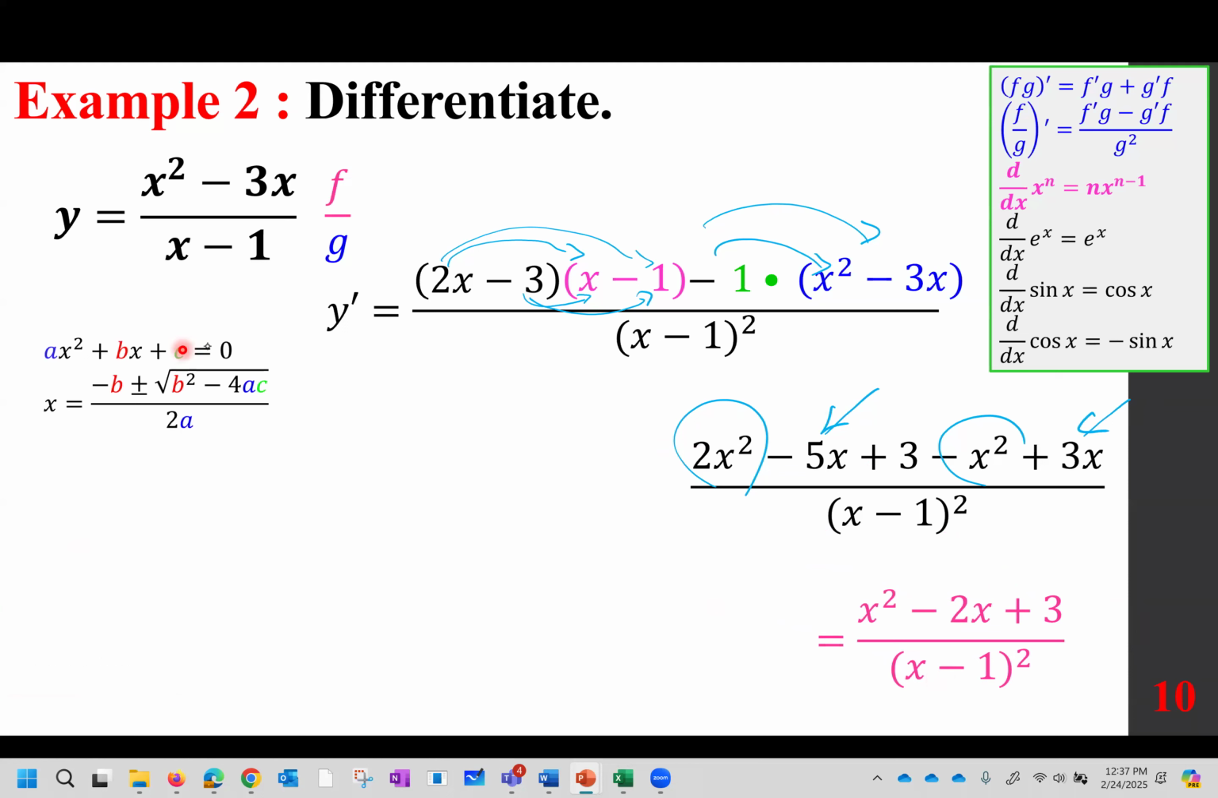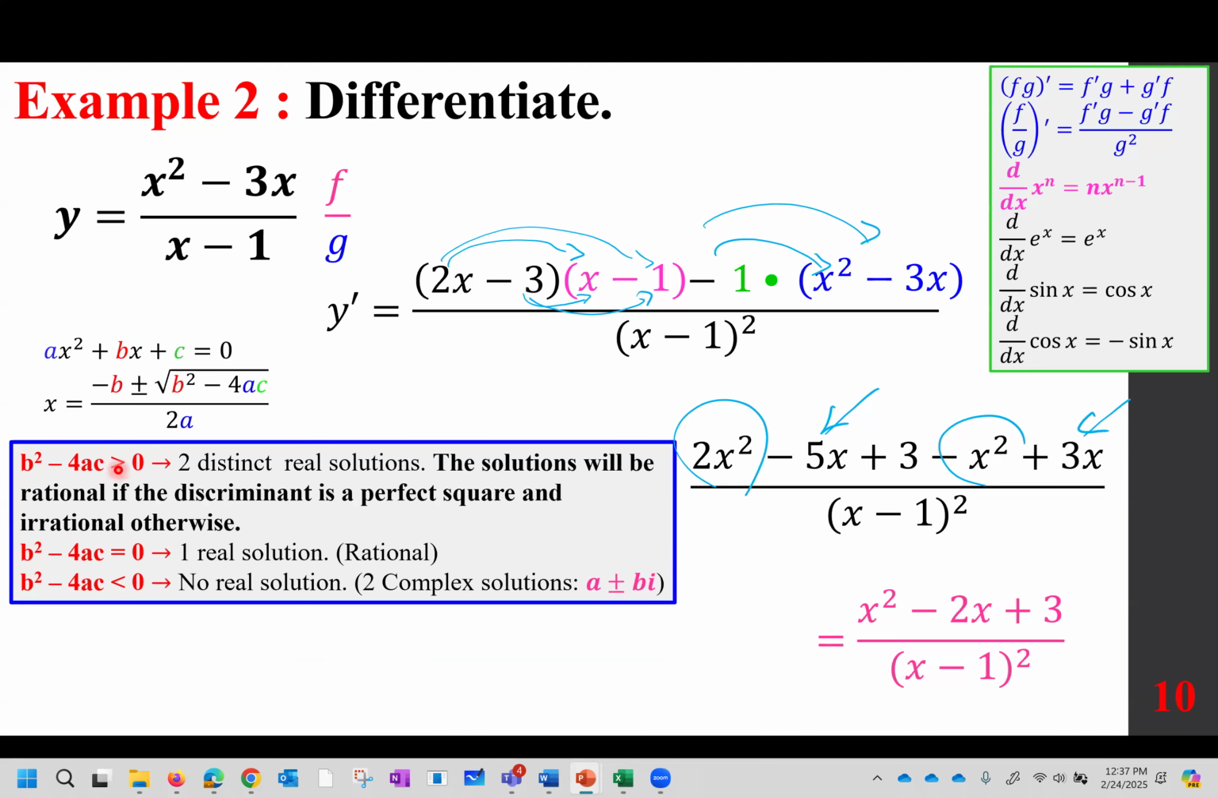Recall the quadratic formula: ax squared plus bx plus c equals 0, and x is minus b plus or minus the square root of b squared minus 4ac, over 2a. B squared minus 4ac is called the discriminant because it gives us a lot of information. When b squared minus 4ac is positive, there are two distinct real solutions. The solutions will be rational if the discriminant is a perfect square and irrational otherwise. When b squared minus 4ac is 0, we have one real solution, which is obviously rational. When b squared minus 4ac is less than 0, there is no real solution. We have two complex solutions in the form a plus or minus bi.